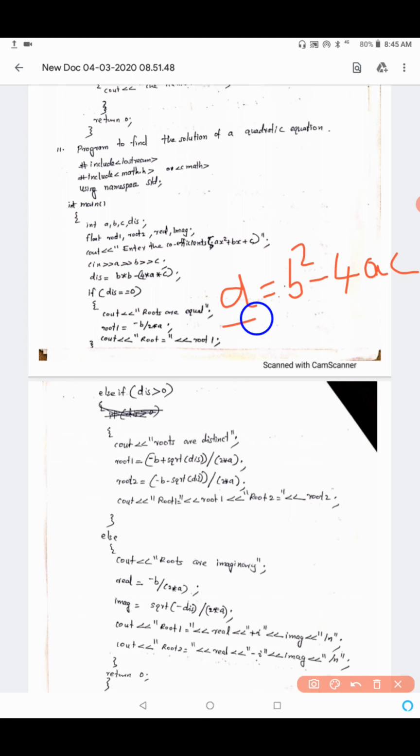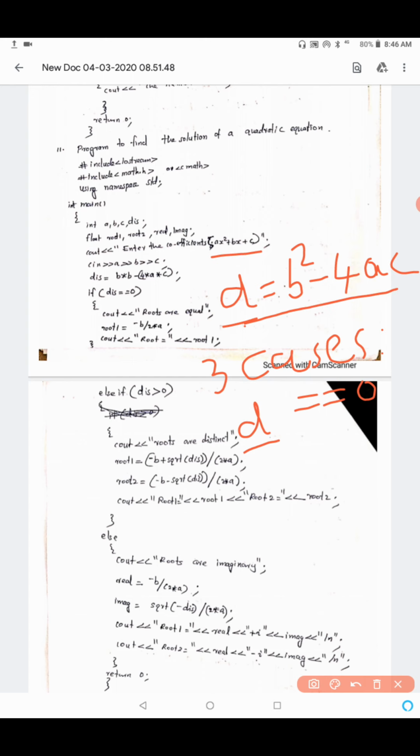Based on this discriminant, there are 3 cases. These concepts you have already studied in mathematics. First case is discriminant equal to 0. If the discriminant b square minus 4ac happens to be 0, then the quadratic equation has only one root.